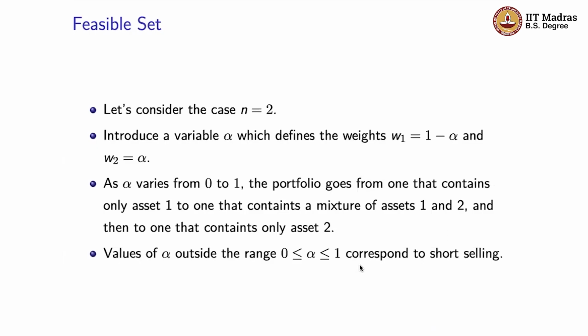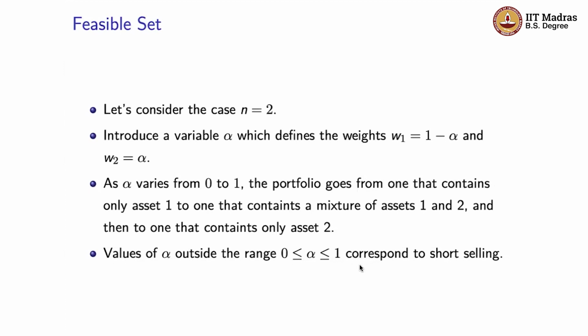What we can do is introduce a variable alpha, which defines the weights W1 equals 1 minus alpha and W2 equals alpha. This alpha is a number which tells us the weight of the second asset in the portfolio. The remaining weight, 1 minus alpha, has to be the weight of the first asset in the portfolio. Now, why is this a good way to proceed?